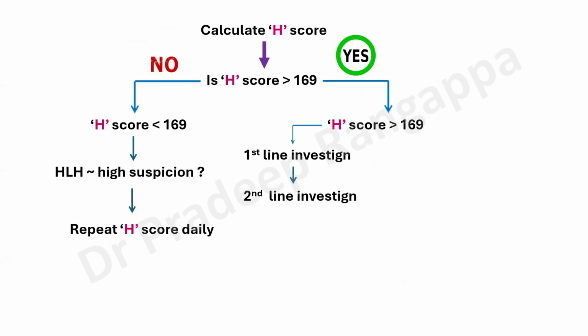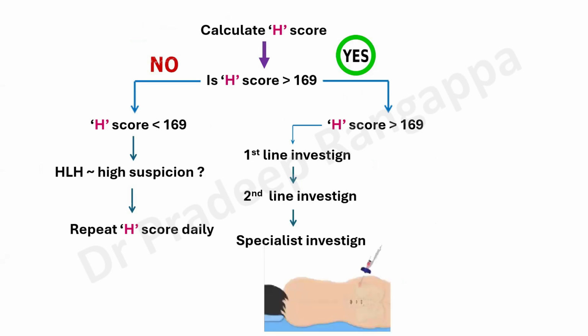Then there are first line investigations, second line investigations, and specialist investigations like bone marrow, to establish the diagnosis. After you establish the diagnosis, you start with treatment: first line treatment, second line treatment, third line, and so on and so forth. So what are the investigations?